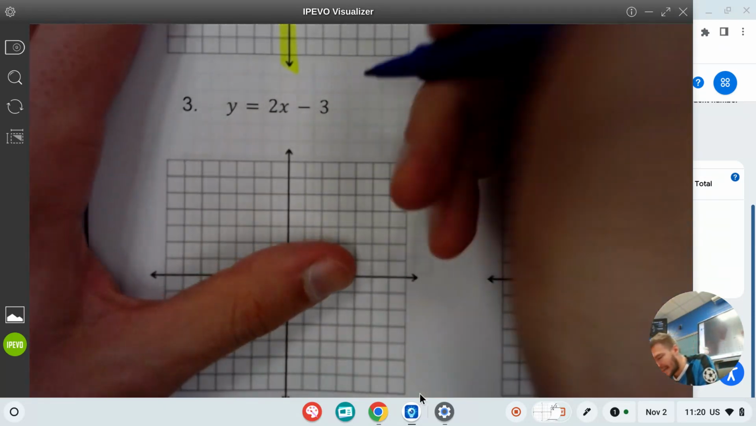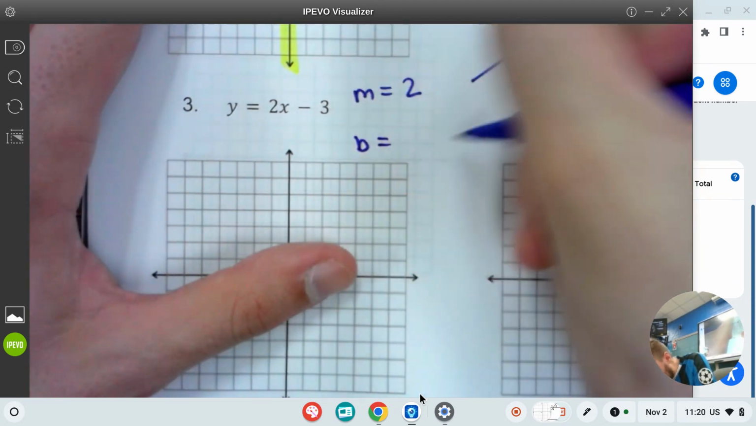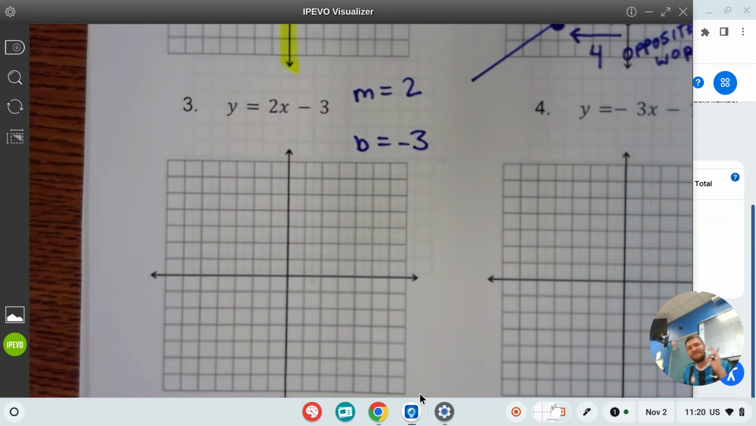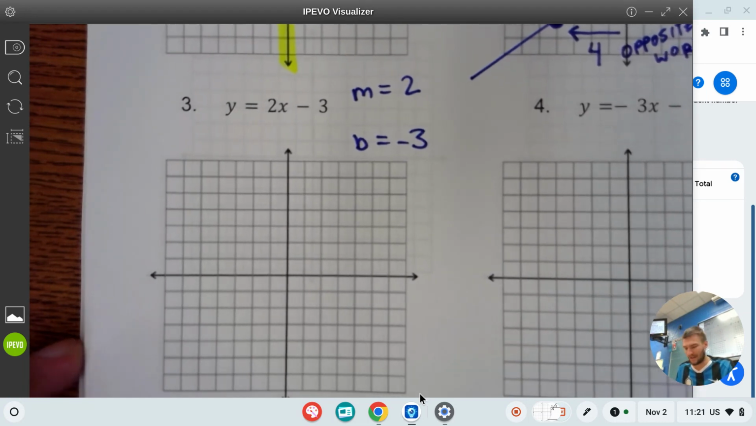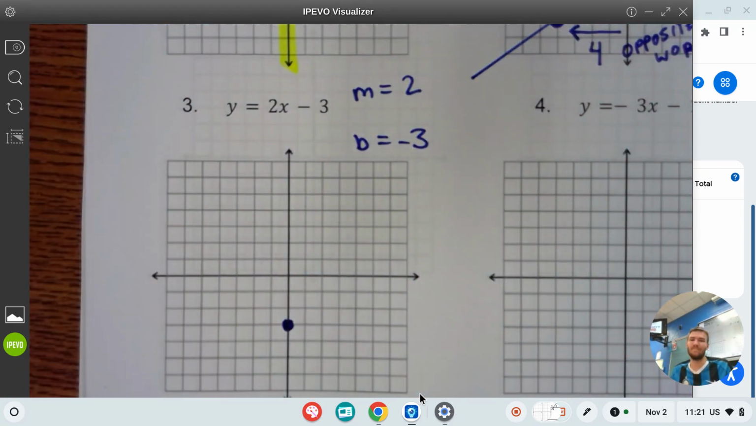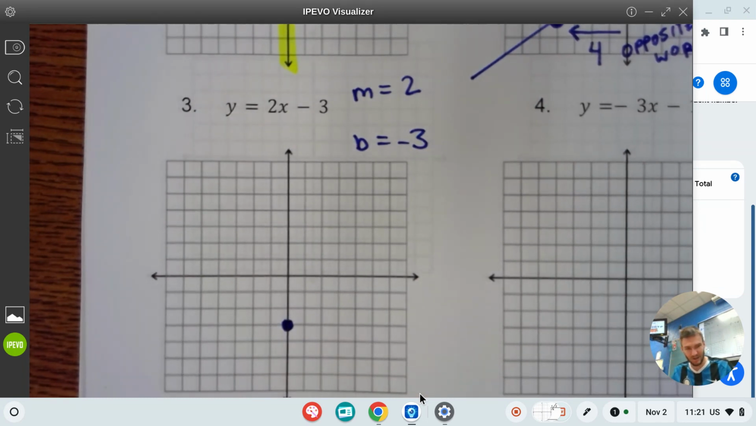I'm going to go ahead and get the m equals 2, b equals -3. It should take you 5 seconds to get the m and the b. It should take you 5 seconds to put the b on the graph. The b is right here, -3. Again, don't just look at my paper. Count it in your own head. Use your own eyeballs and count 1, 2, 3.